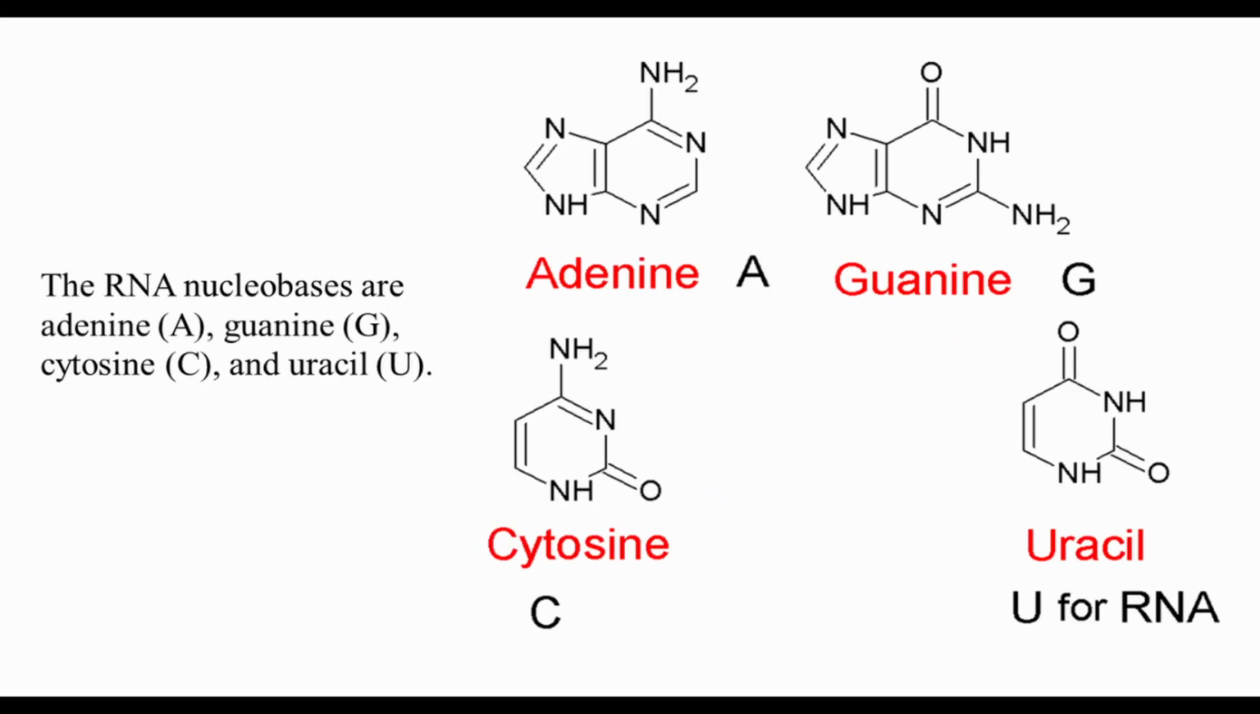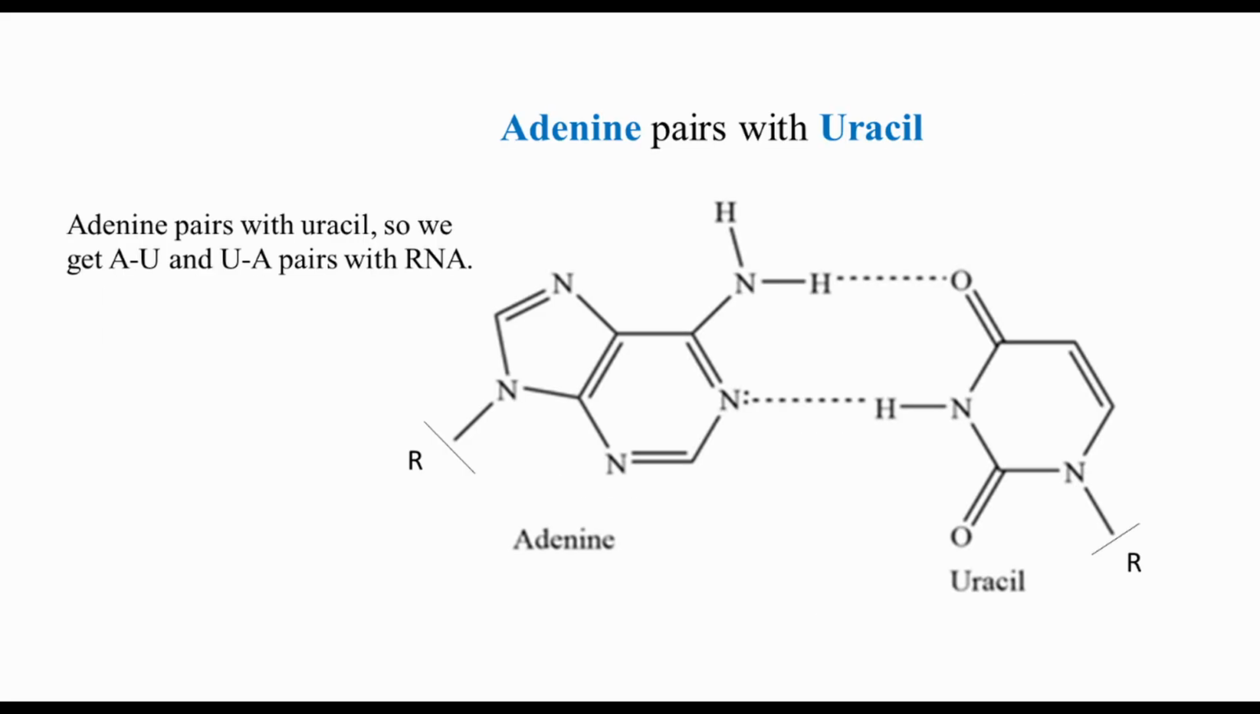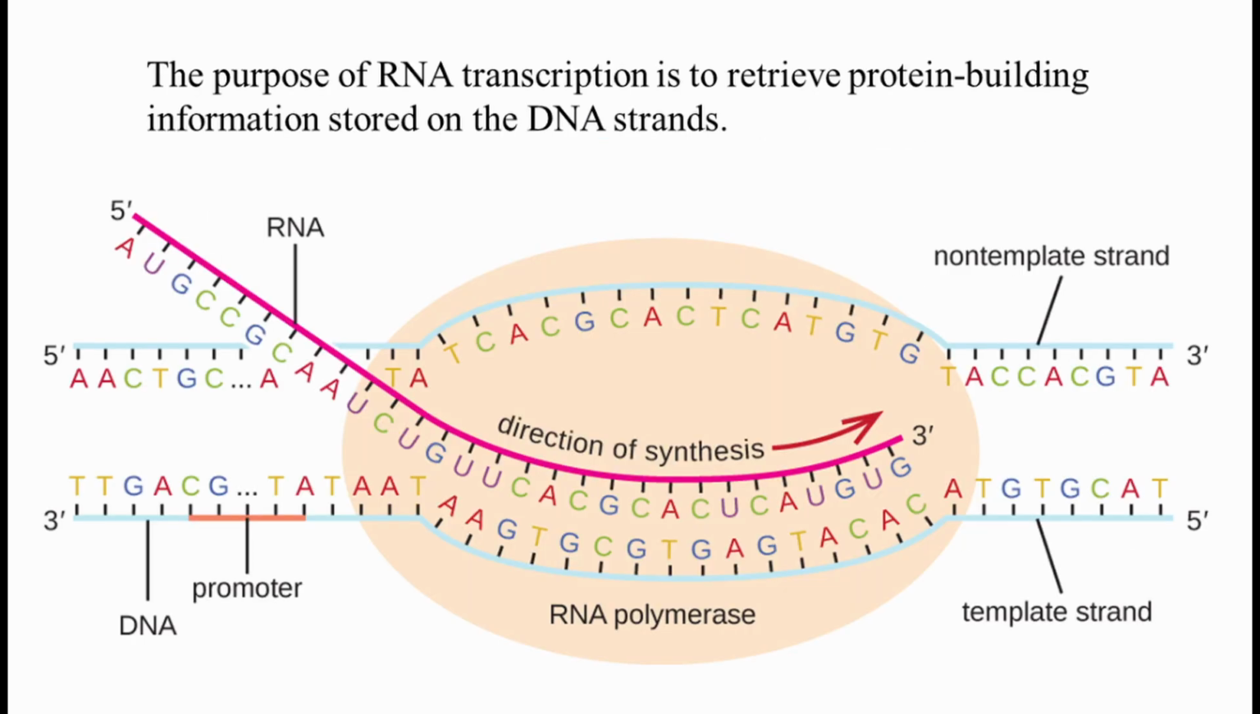Of course, we remember the RNA nucleobases are adenine A, guanine G, cytosine C, and uracil U. The nucleobases pair with the DNA bases, GC and CG. The difference between DNA and RNA is that RNA uses uracil instead of thymine, so instead of the adenine pairing with thymine, adenine pairs with uracil, so we get AU and UA pairs with RNA. The purpose of RNA transcription is to retrieve protein-building information stored on the DNA strands.